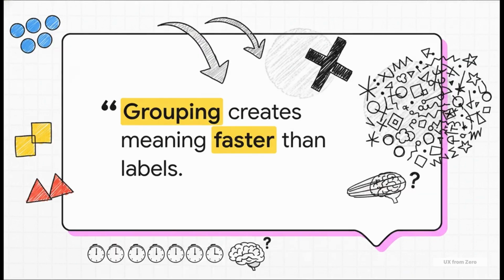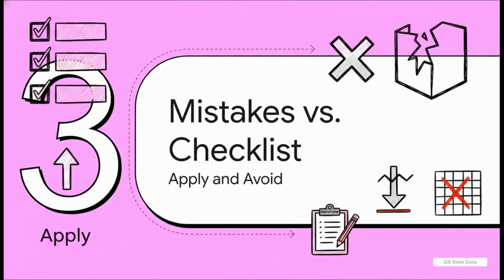And here is a rule that will save you so much time and effort. Good grouping creates meaning way faster than any label you can write. The brain processes that visual relationship in a fraction of a second, long before it even gets around to reading the text.